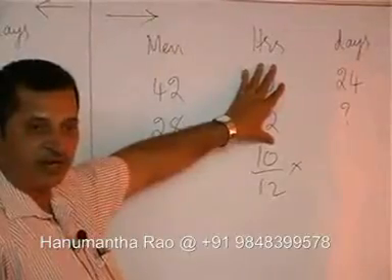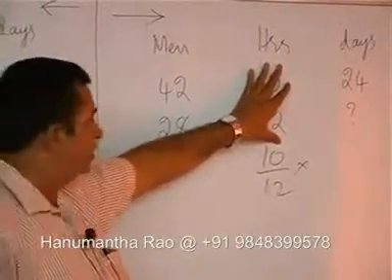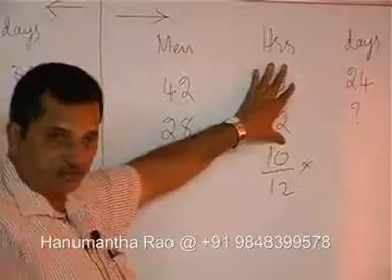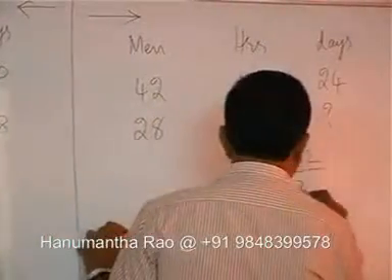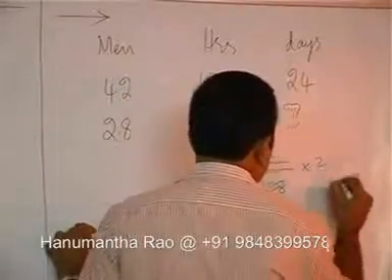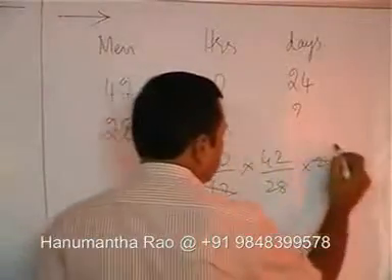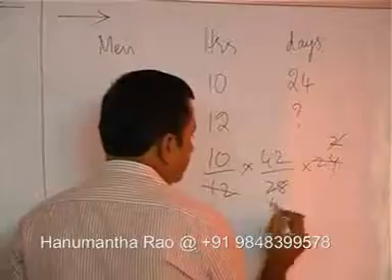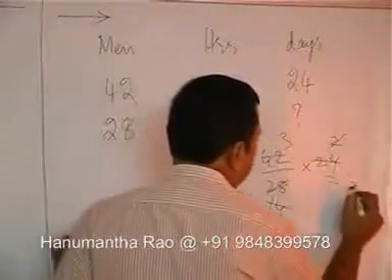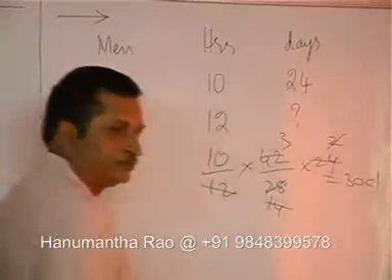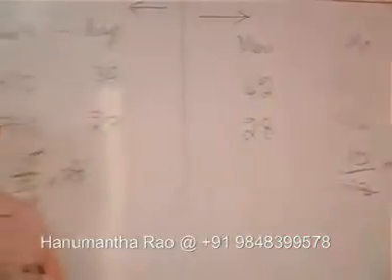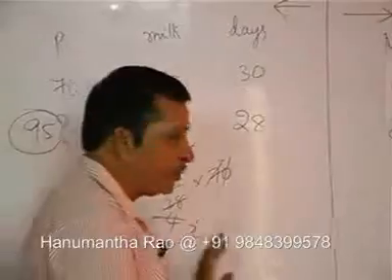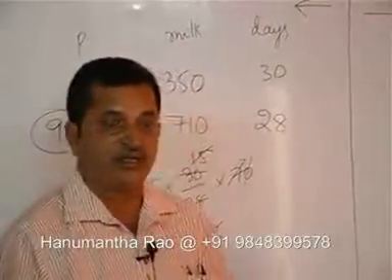42 men will do in 24 days. 28 men are reduced, so more number of days. More by less into 24. 12 twos are 24, 14 threes. 30 days. But I told you, why I told these two problems, I wanted to show the difference.